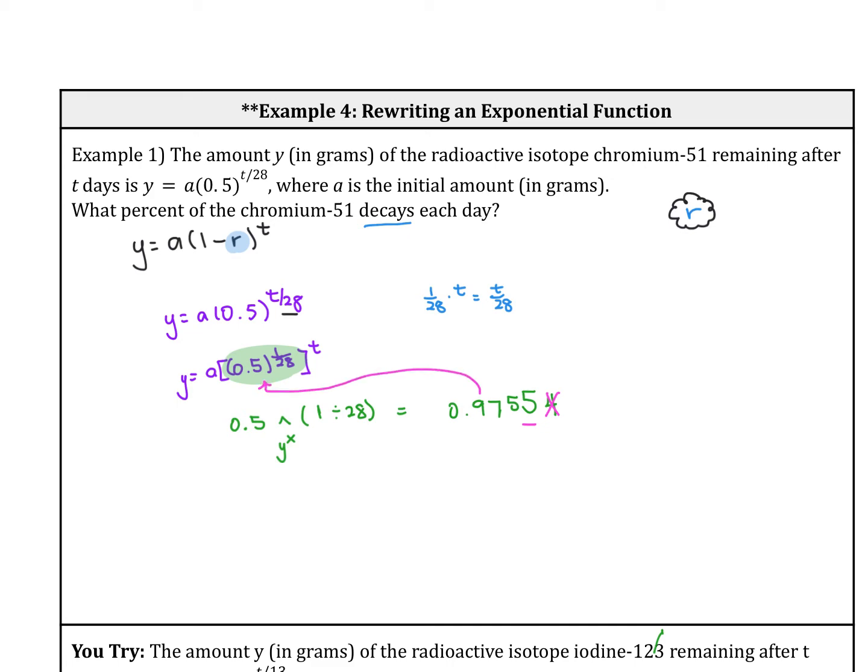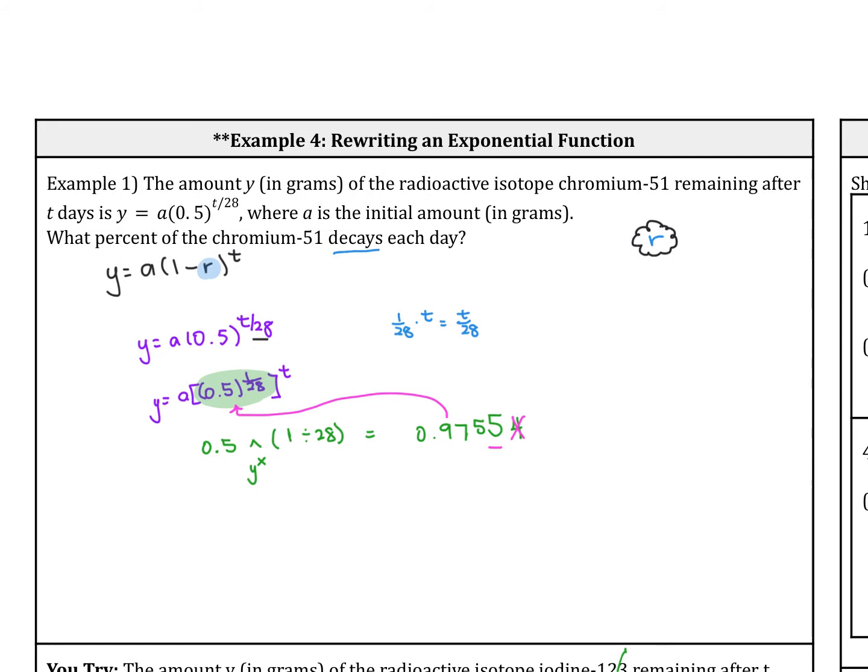That is the number that goes in here. That is essentially our b in the equation y equals a times b raised to the t, all the way back from the beginning of this section. You can think about it as this 0.9755 being the 1 minus r. So now we substitute that 0.9755 into the equation: y equals a times 0.9755 raised to the t.